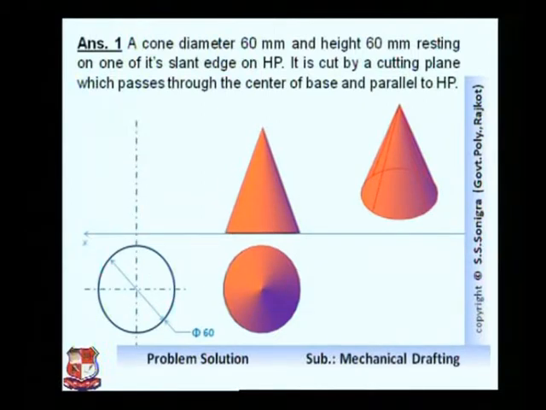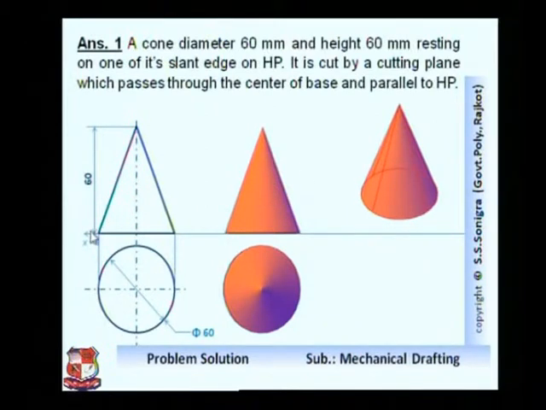Draw its center lines, vertical center line and horizontal center line, and mark its height, which is given, that is 60 millimeter. So at a distance of 60 millimeter, take projection from these two ends, and at a distance of 60 millimeter from this XY line, mark a point over the center line or axis of this solid and complete the triangle like this. So this triangle shows the front view of this cone.